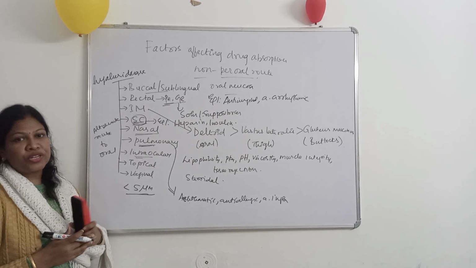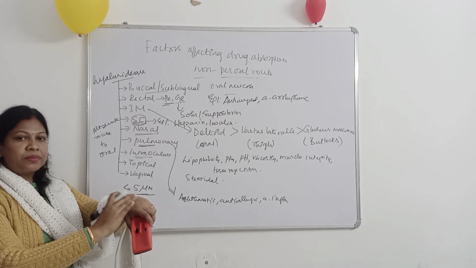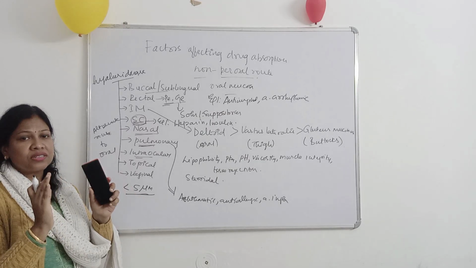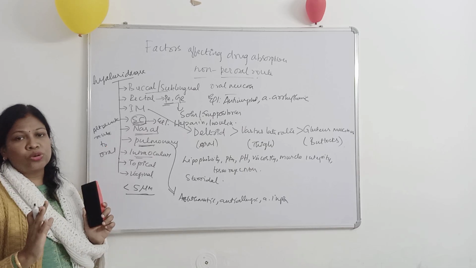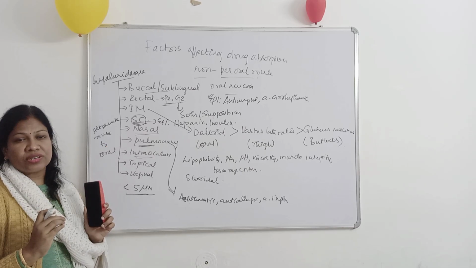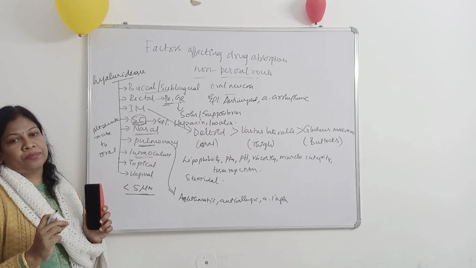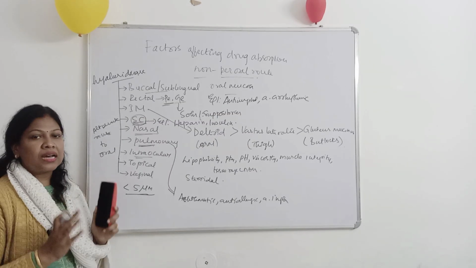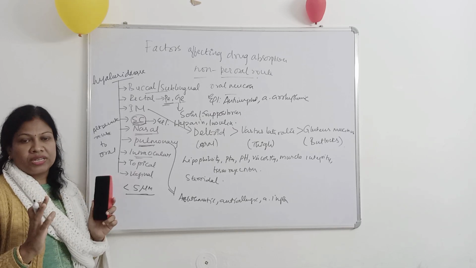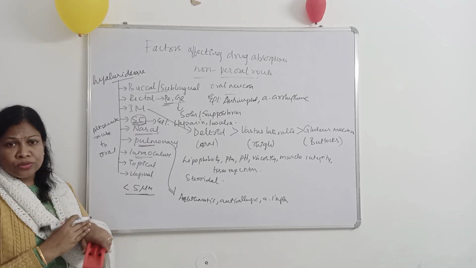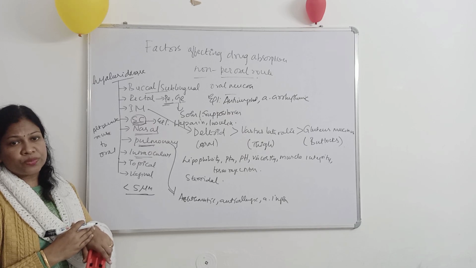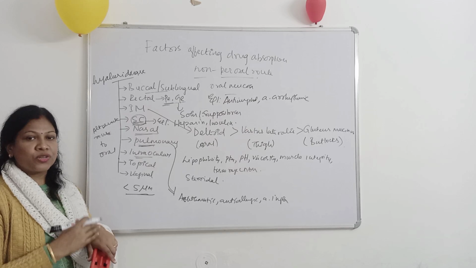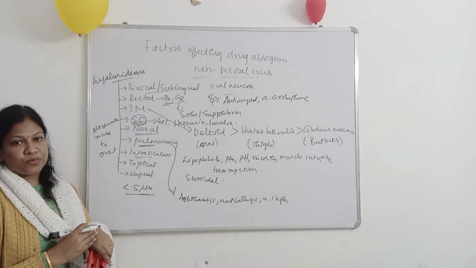And the next route is the topical route. Topical route means drug administration through the skin. Skin is the largest organ present in the whole body, weighs about 2 kilograms, and its area is about 2 square meters. So why not use the skin as a mode of drug absorption? That's why we use the topical route for drug absorption, a non-peroral route of drug absorption.